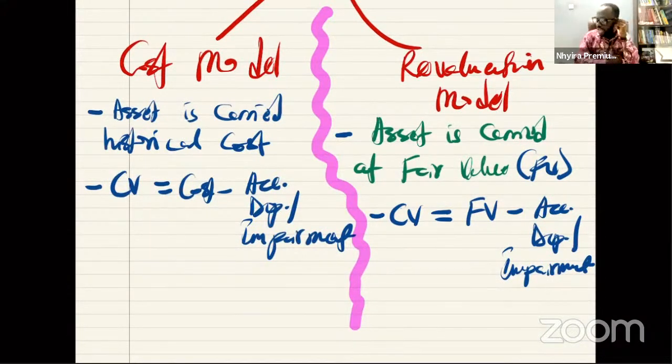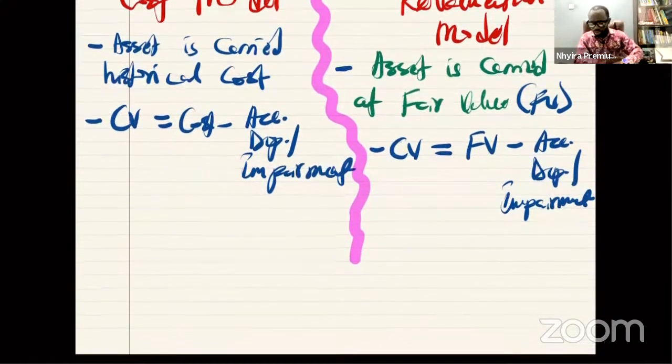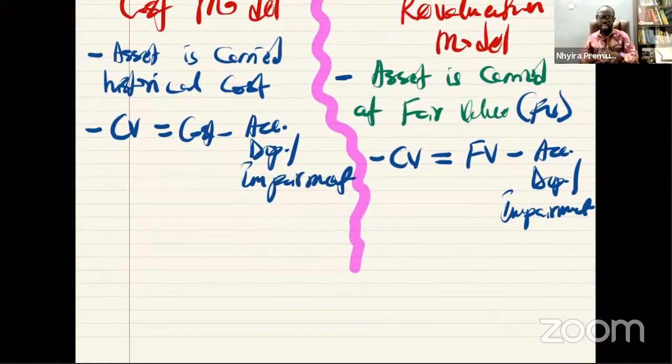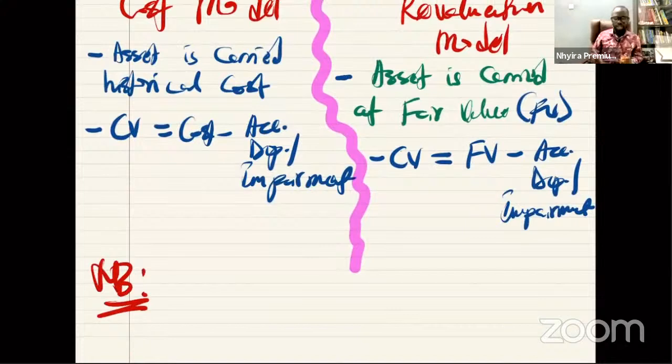But the big question we ask ourselves is, at what point can an entity use what? Please note that irrespective of the method that the entity chooses to use, the standard requires that the entity revalue the assets at least once a year. So NB, the entity is required to revalue its assets at least once a year. That is very, very critical. That cannot be overemphasized.